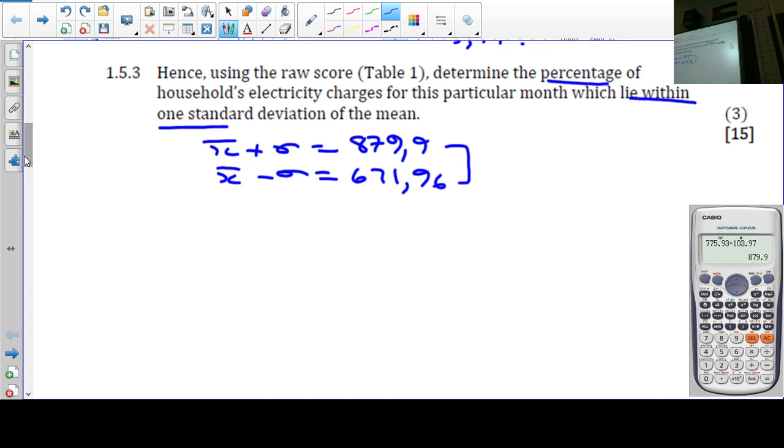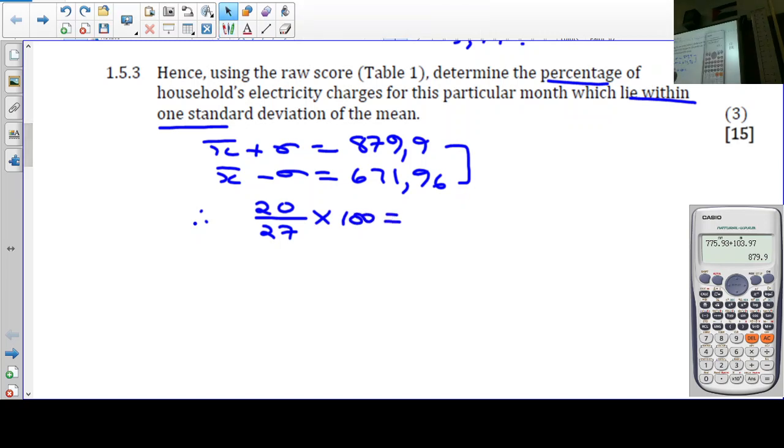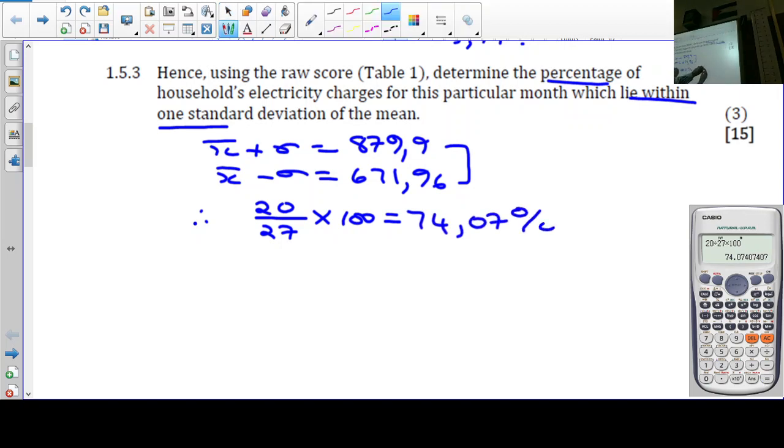So we get 20. It's therefore 20 out of 27 times 100. Why am I multiplying it by 100? Because I want the percentage. So 20 out of 27 times 100 gives me 74.07%. So that is question 1.